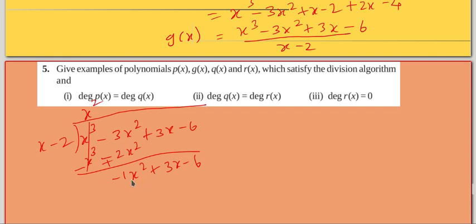Now the highest term is minus 1x square. So we have x, we need one more x, so minus x we need. Minus x into x becomes minus x square, and the next term will be minus into minus becomes plus 2x. If we change the sign, these two will get cancelled. Plus 3 minus 2 becomes 1, isn't it? Plus 1 we will get. So x minus 6 will come.